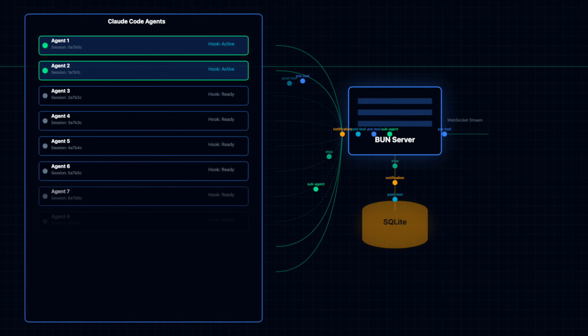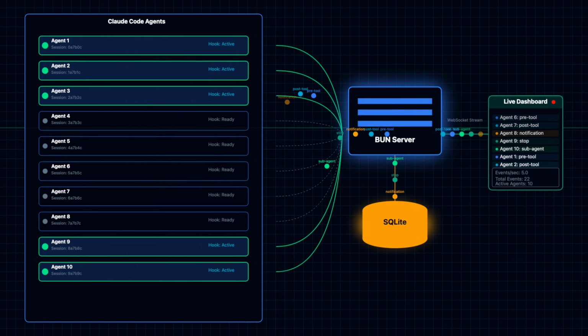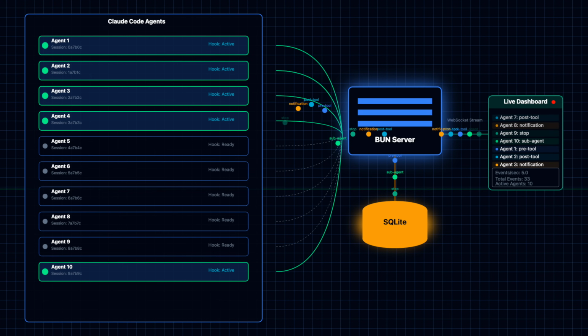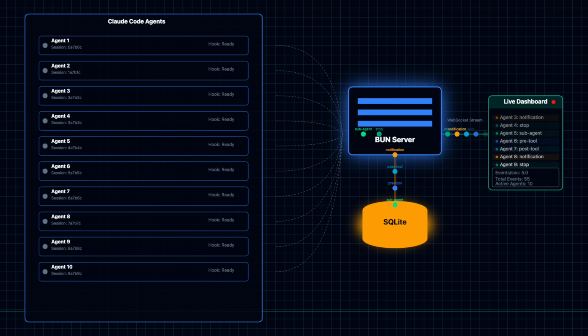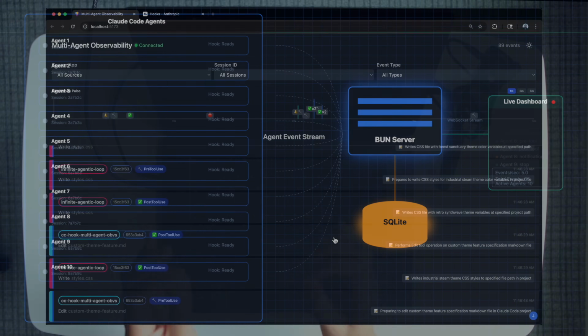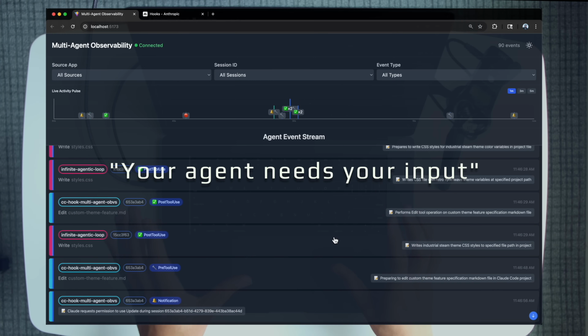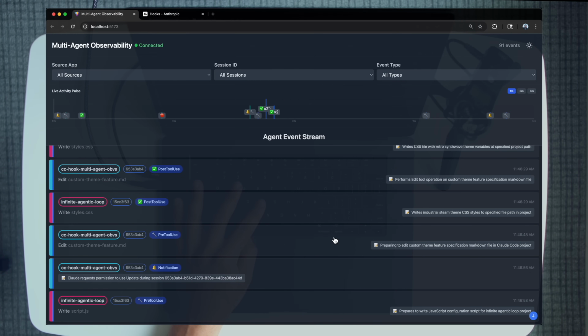And so this is the power of observability. As you scale up your agents, as you specialize and build agents into your workflows, right, into your agentic workflows, you want to understand what they're doing. So let's break down this. Agent needs your input. Okay, so we got another input request there.